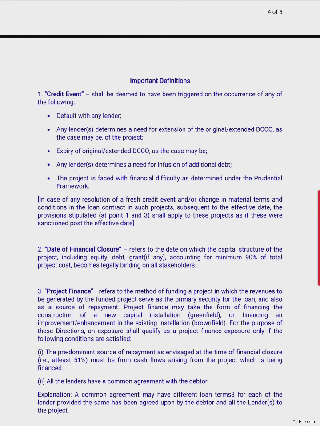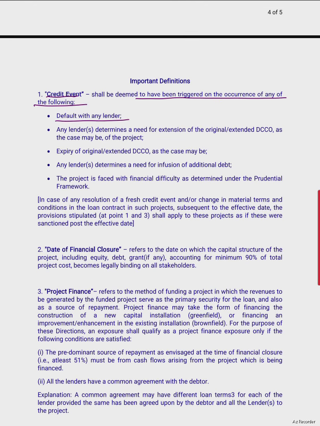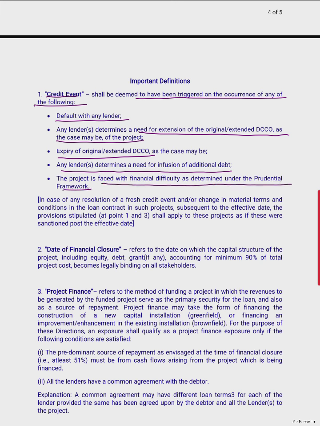Now, what are the various important definitions? The first thing is we have heard this word credit event. What is a credit event? It shall be deemed to have been triggered on the occurrence of any of the following: default with any lender, or any lender determines that there is a need for further extension of DCCO, or there is an expiry of extended DCCO, or any lender determines there is need for additional debt infusion, or the project is faced with financial difficulty as determined in the prudential framework.